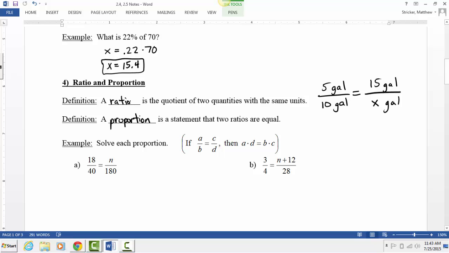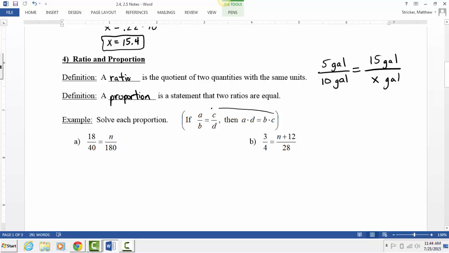So I have two examples here, and what we're going to use is this property here in parentheses. If I have a proportion on the left, A over B equals C over D, it gets rewritten as A times D equals B times C. What we call this is a cross product. You may have done this before. So we're going to take 18 times 180 on one side, which is equal to the other cross product, 40 times n.